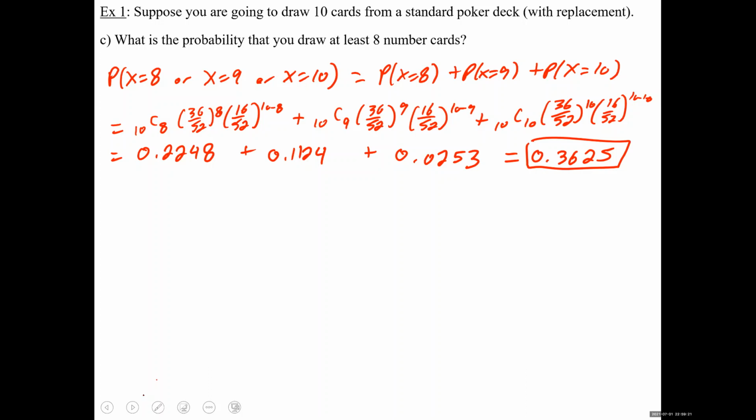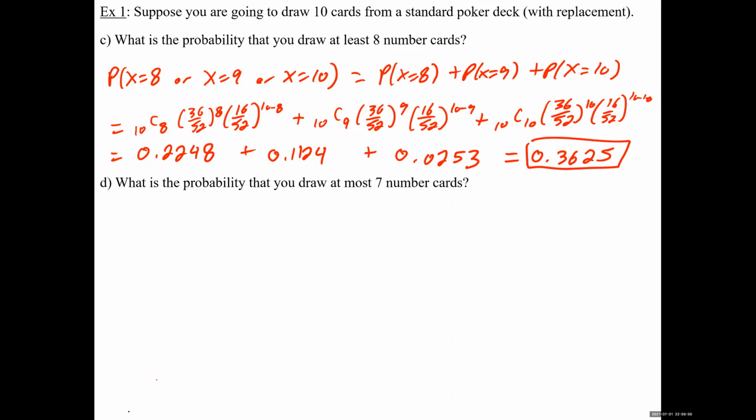Well, if you didn't have questions on part B, then part C is almost exactly the same thing. Let's go to part D. What's the probability that you draw at most 7 number cards? What does at most 7 number cards mean? It means 7 or what? Anyone? Or 6 or 5 or 4 and so on. Right. So 7 or less is what it means. At most 7 means 7 or less.